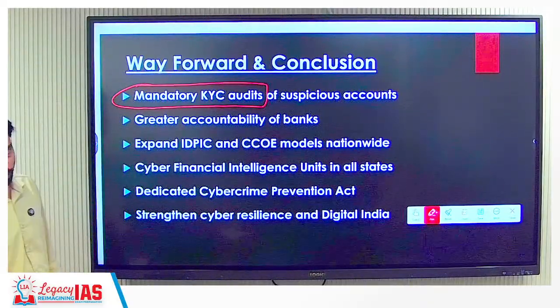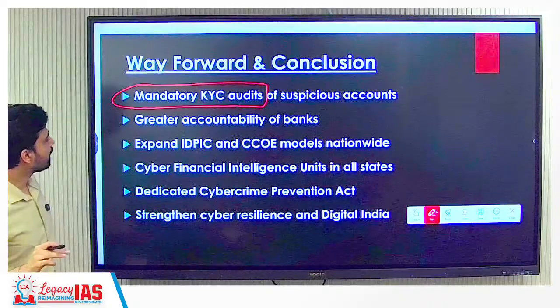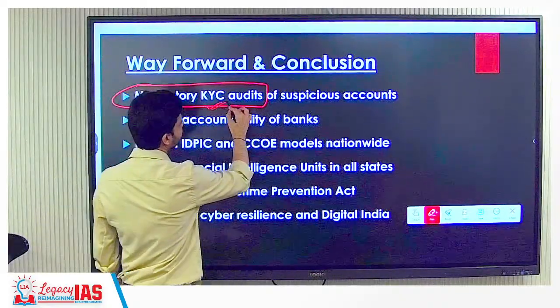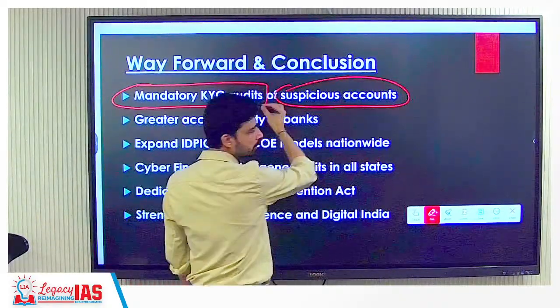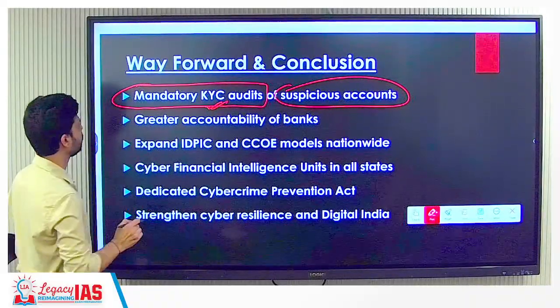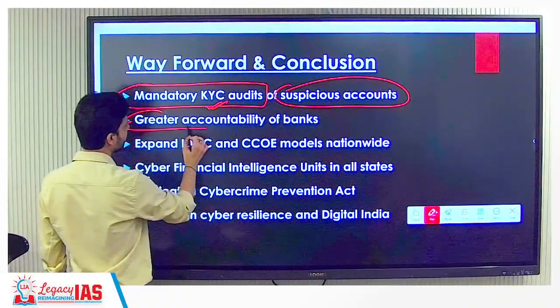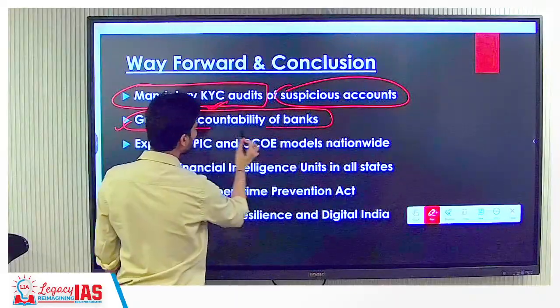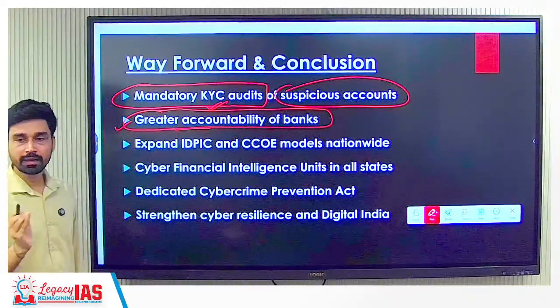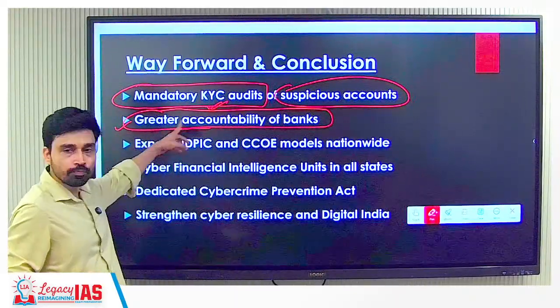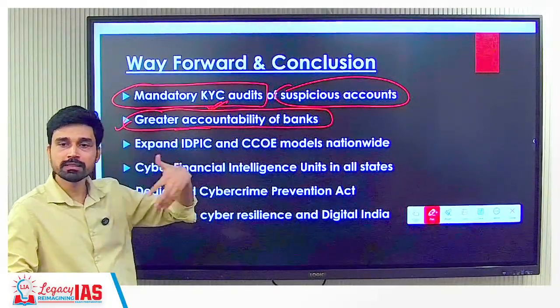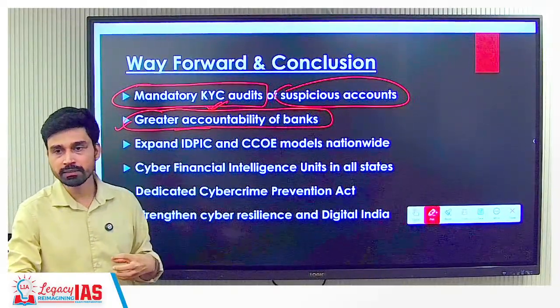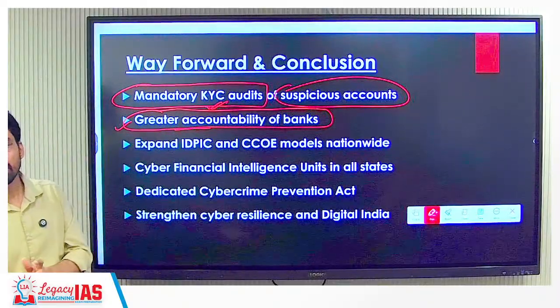Mandatory KYC audit, know your customer. Every bank should be able to identify whether an account is suspicious or a general, simple, non-suspicious account. Greater accountability of banks is required here, because finally all the information about customer transactions is lying with whom? With the bank. So unless and until banks themselves proactively start to investigate the transactions, government agencies will not have enough information to act upon.